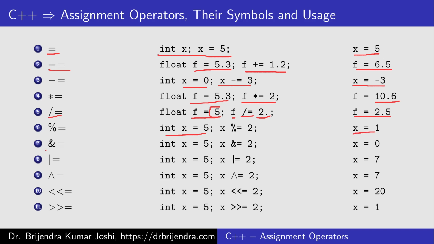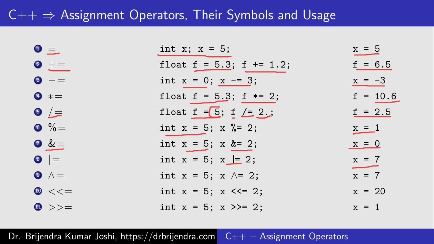Here it is, bitwise AND assign. So x is, suppose, 5; x bitwise AND 2 would be 0. So the new value of x would be 0. Here, just like bitwise AND, it is bitwise OR. So the value of x would be 7.